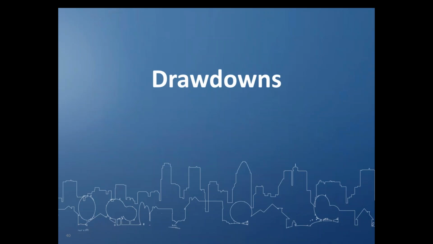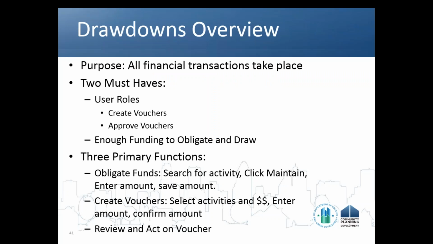Okay, I'm going to keep going here. We're going to go to drawdowns. I often say drawdowns is the easiest one, not necessarily because there aren't a lot of screens you have to go through. What I find about drawdowns is that's how you get your money. And so a lot of people learn this very quickly, because getting your money and getting reimbursed is very important for DR and NDR grantees.